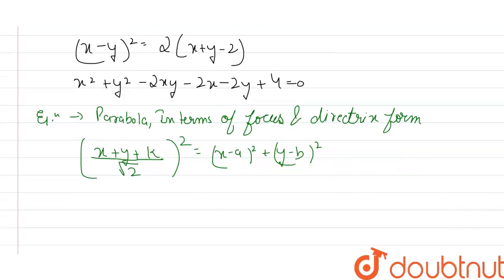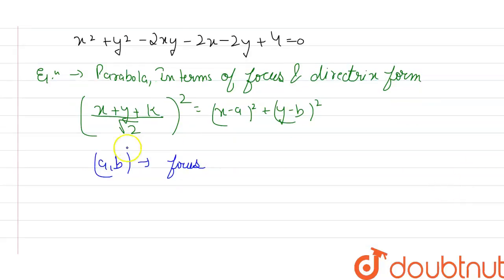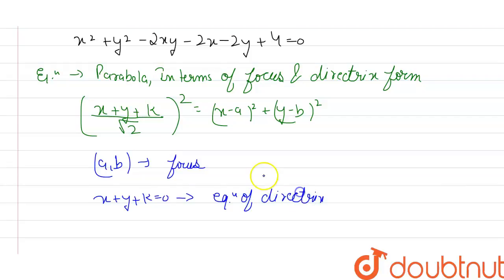Okay guys, just remember this equation. In this equation, just remember this, this is the important point: a comma b is the focus, and x plus y plus k equals 0 is the equation of the directrix.